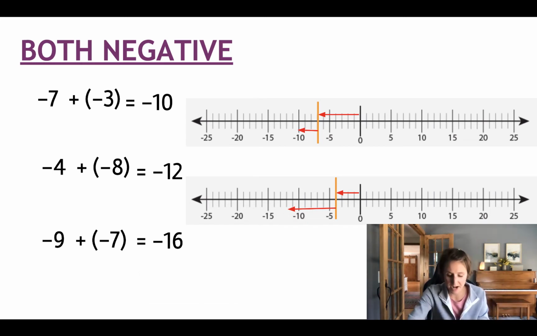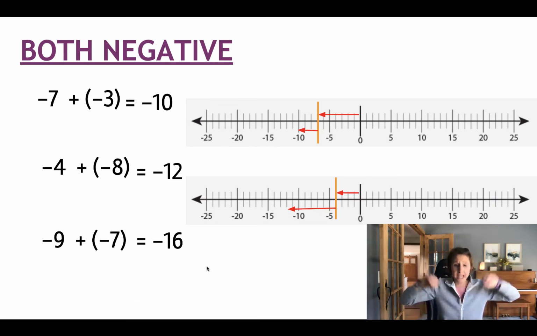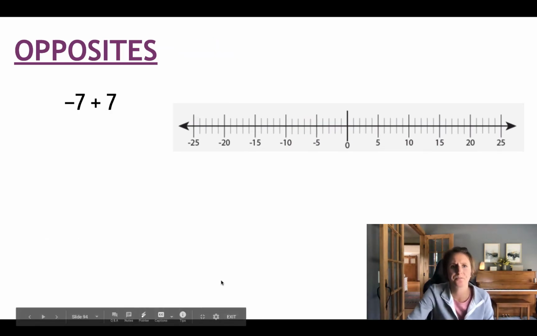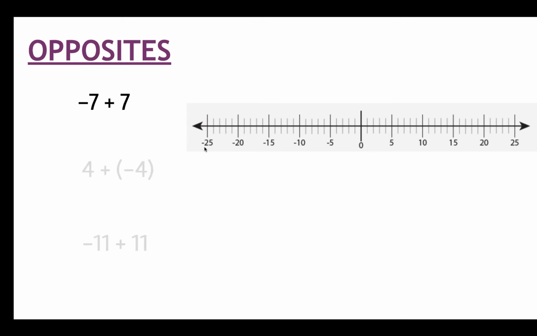Let's look at the next box, opposites. Opposites we know are the same distance away from 0, but on opposite sides of 0. Opposites are the same distance away from 0, but they're on opposite sides of 0. Adding opposites, find that box in your notes. Go ahead and write down the first example there, negative 7 plus 7.